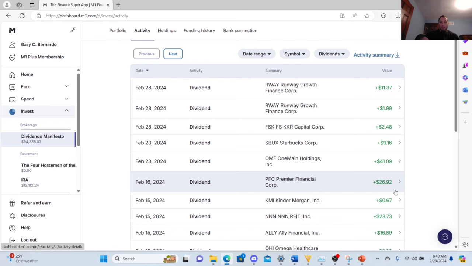Premier Financial Corp 26.92, OneMain Holdings 41.09, Starbucks 9.16, FSK KKR, it was a little bit of a special. I'm pretty sure it was 2.48, and Runway Growth Finance Corp. I just bought them. I made a total of $13.36. So again, it's a new kid on the block, a new business development company, and that was pretty nice. So my total income for M1 Finance was $932.59.